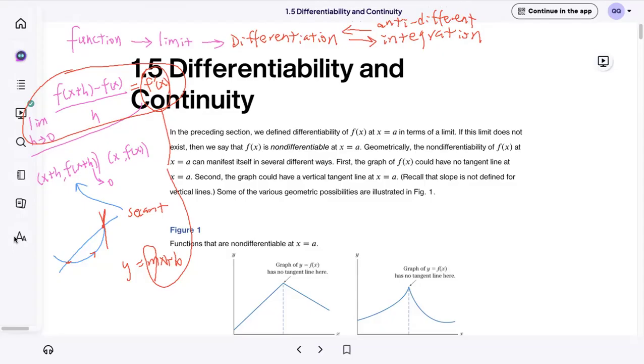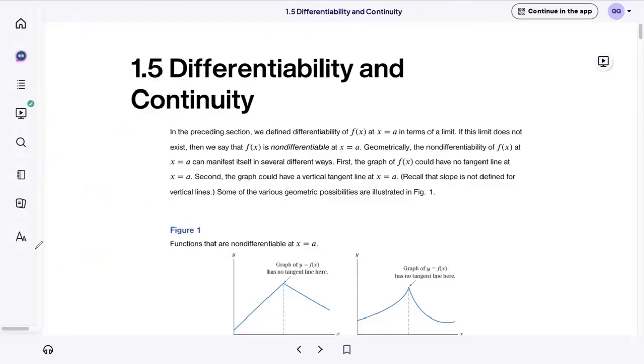Okay, so 1.5 talks about 2 things. Differentiability: can this function be differentiable? You know, can you apply differentiation to such a function? So that's called differentiability. And the continuity. But I like to talk about continuity first.